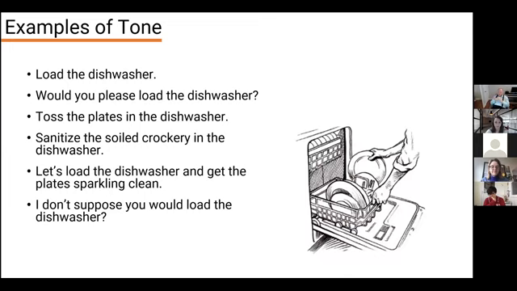Let's load the dishwasher and get the plates sparkling clean. I was going for enthusiasm there. And sarcasm, which is another tone: I don't suppose you would load the dishwasher, which means I really want you to do it, but I'm not going to say that directly. Any thoughts about tone?